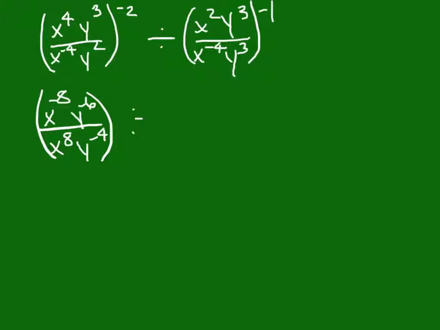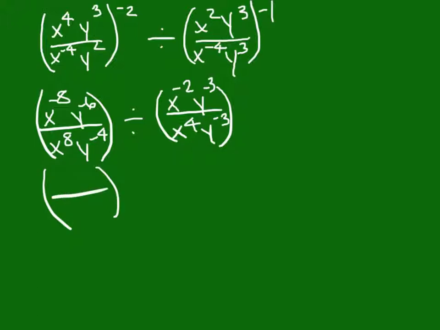We'll keep the division sign for now and start reducing what's in the second set of parentheses. So x squared to the negative first becomes x to the negative second. Y cubed to the negative first becomes y to the negative 3 over x to the 4th y to the negative 3. We start simplifying the parentheses. There are 16 more x's on the bottom than there are on top, and there are 2 more y's on bottom than there are on top. So we have 1 over x to the 16th y squared.